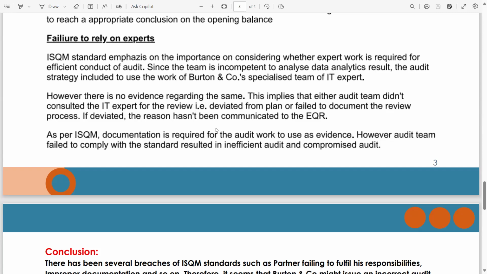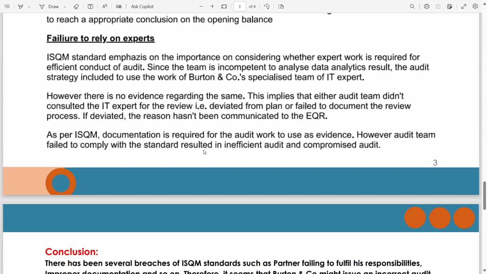As per ISQM, documentation is required for the audit work to use as evidence. However, the audit team failed to comply with the standard, resulting in an inefficient and compromised audit.